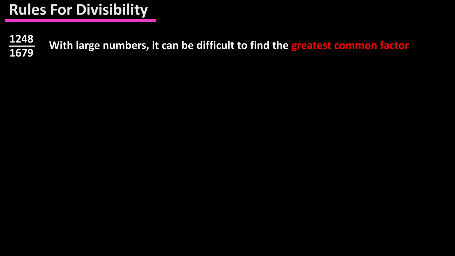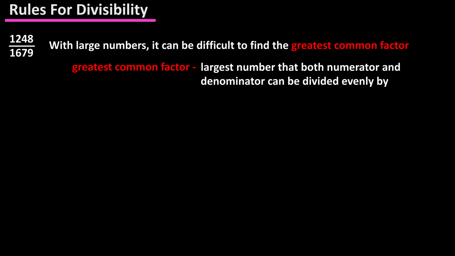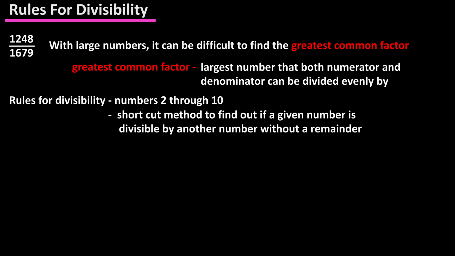When working with large numbers, such as the fraction 1248 over 1679, it can be difficult to tell if there is a number, in this case the greatest common factor, that both of the numbers can be divided evenly by, to reduce the fraction to its lowest terms. The rules for divisibility may be able to help. The rules for divisibility are a shortcut method to find out if a given number is divisible by another number without having a remainder.